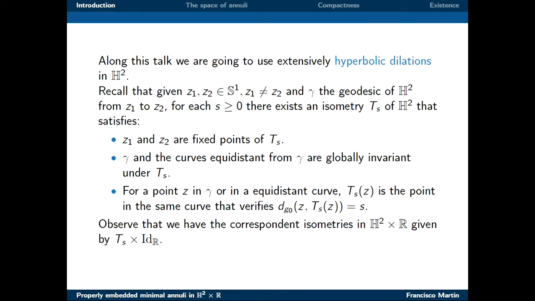Okay, and I'm not going to distinguish when you consider this horizontal rigid motion in the Poincaré disk that induces a rigid motion in H2 cross R, just making the product with the identity in the third coordinate. And I'm not going to distinguish between this motion and this one. I'm going to use the same notation for both.